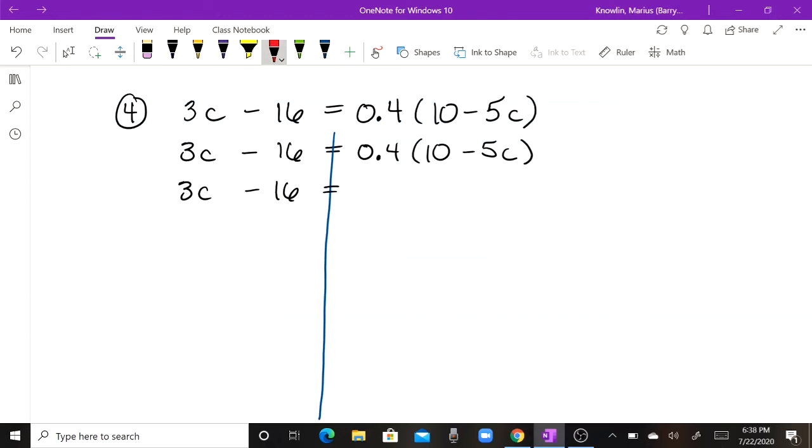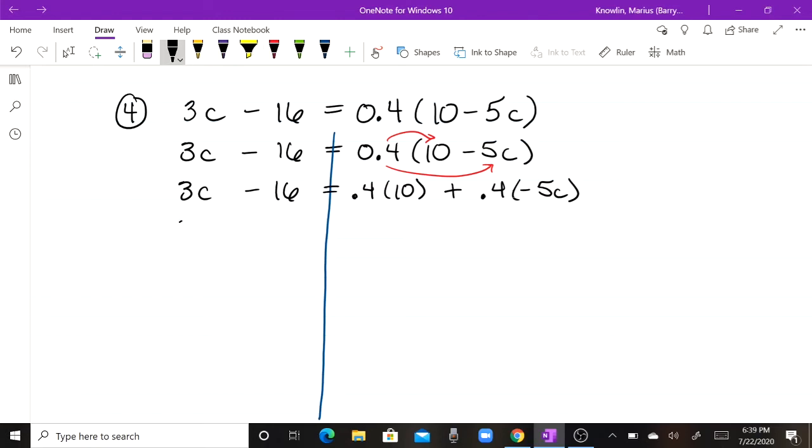On the right side, we're going to have to distribute that 4/10 and multiply it times 10 and multiply it times 4c. So let's go ahead and write that out. We're going to have 4/10 times positive 10 plus 4/10 times negative 5c. All right, let's go ahead and simplify that.